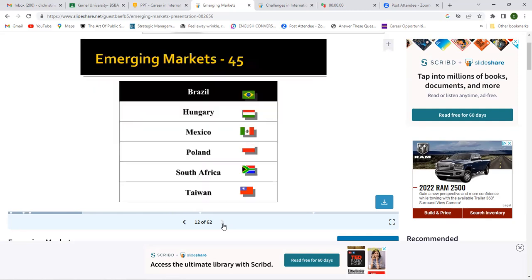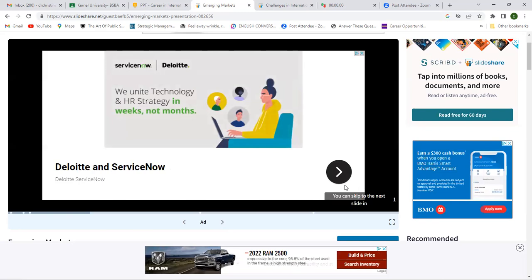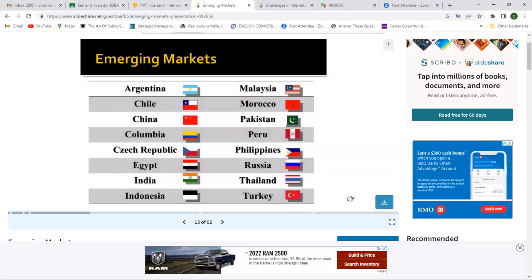Emerging markets, 45: Brazil, Hungary, Mexico, Poland, South Africa, and Taiwan. Then you have Argentina, Chile, China, Colombia, Czech Republic, Egypt, India, Indonesia, Malaysia, Morocco, Pakistan, Peru, Philippines, Russia, Thailand, and Turkey.